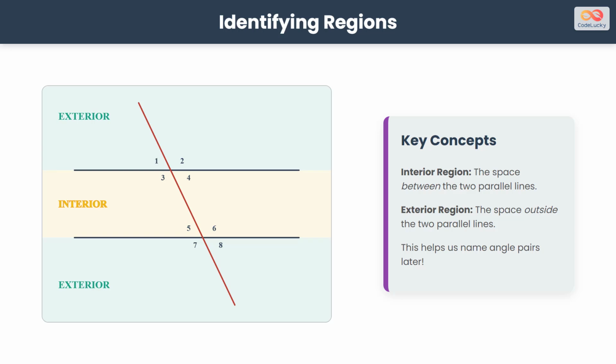When a transversal cuts two lines, it creates three distinct zones. The interior region is the sandwich filling between the two lines. The exterior regions are the bread on the top and bottom. Knowing these regions helps us locate angles.